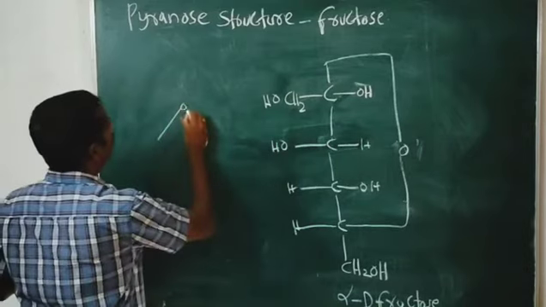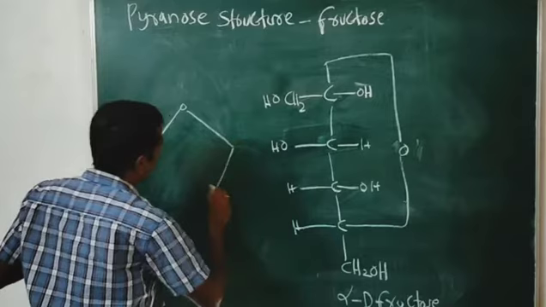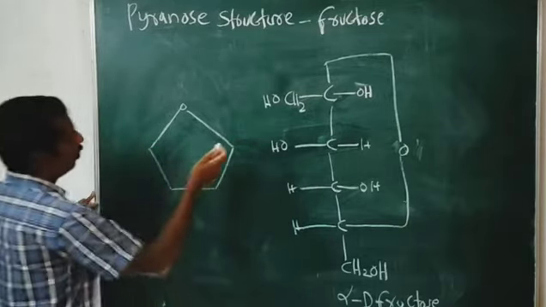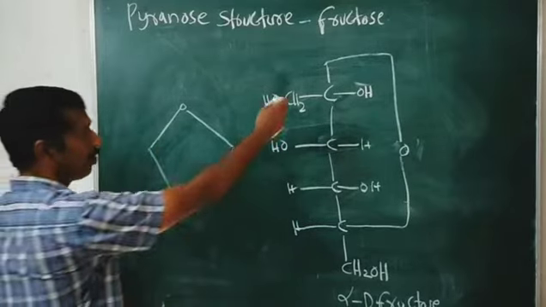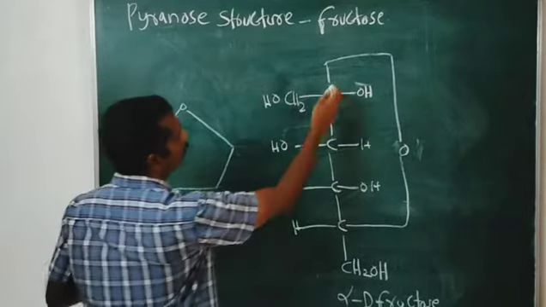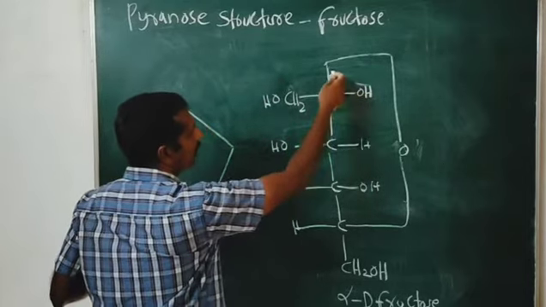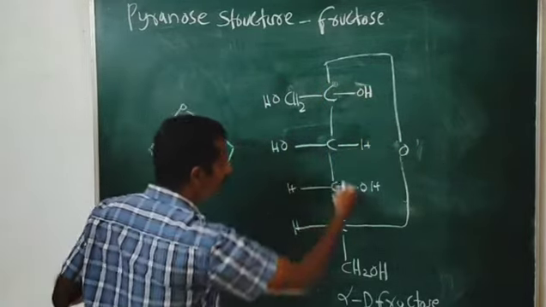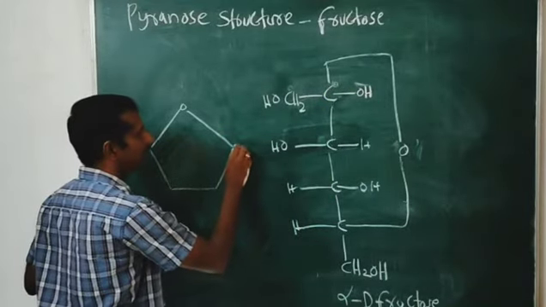So I am drawing the ring like this. Look at me carefully. So 1, 2, 3, 4 carbon and an oxygen. Clear? I take the first carbon. The first carbon is this one, and this one is the second carbon. So in the ring, the second carbon is present. So this is our second carbon.